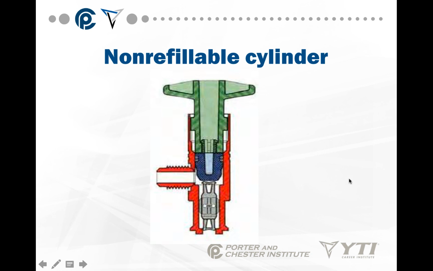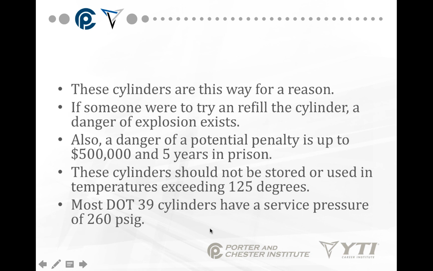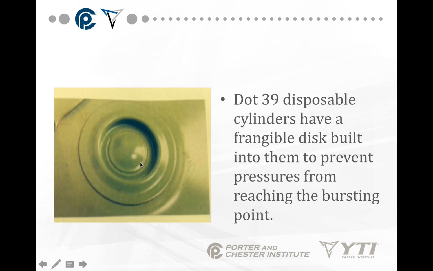Okay, this is just an example of the check valve. Here's where you hook your hose up on this side, and there's a check valve in the center. Okay, these cylinders are this way for a reason. If someone were to try to refill a cylinder, a danger of explosion exists. Also, the potential penalty is up to $500,000 and 5 years in prison for refilling a disposable cylinder. Don't store or use these in temperatures exceeding 125 degrees, so watch your trucks when you park them in the sun. Most DOT-39 cylinders have a service pressure relief of 260 psi, and the pressure relief is stamped into the side of the can.